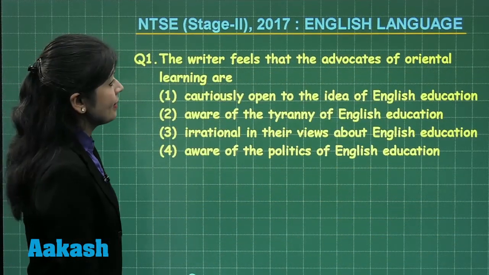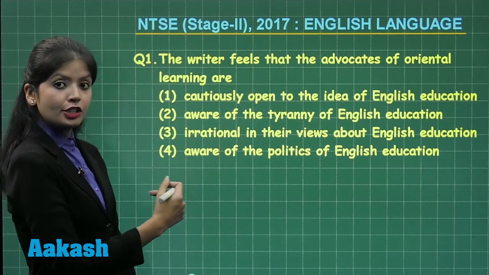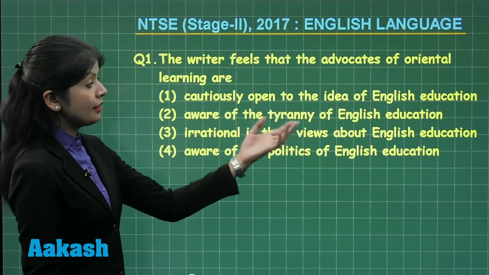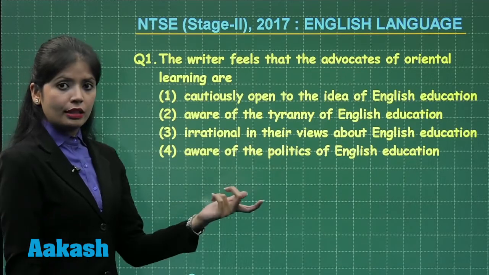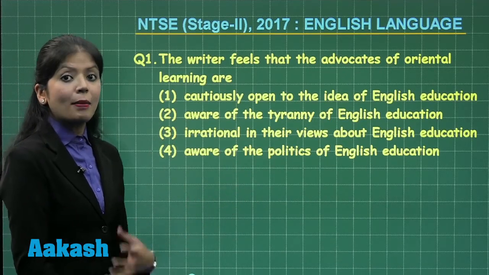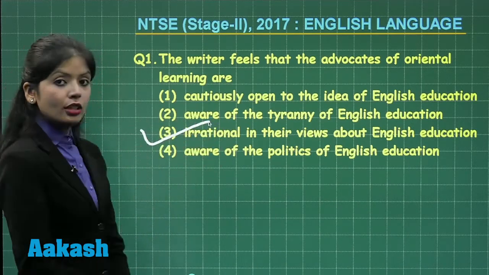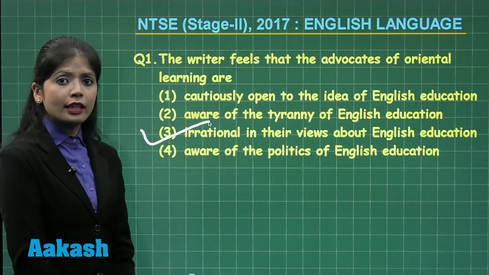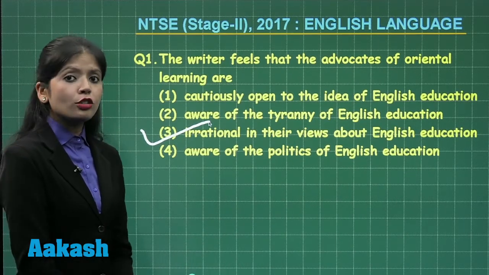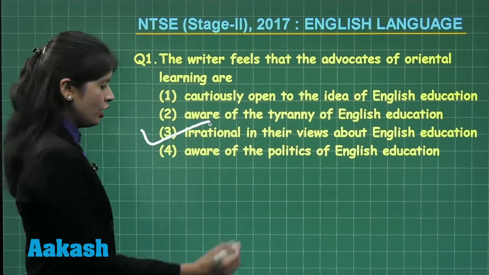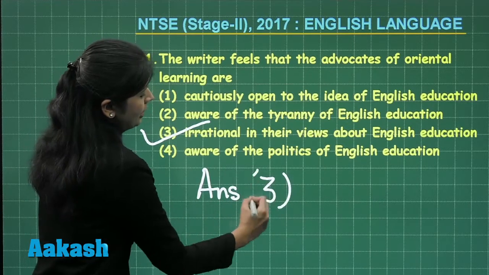The writer feels that the advocates of Oriental learning are cautiously open to the idea of English education, aware of the tyranny of English education, irrational in their views, or aware of the politics. When we look at these 4 options and match it with the central idea, we can easily see that their views are irrational as they assume that every non-native speaker, especially Indian in the case of the passage, is rudimentary in understanding of English. So we can say that the correct answer is option number 3.